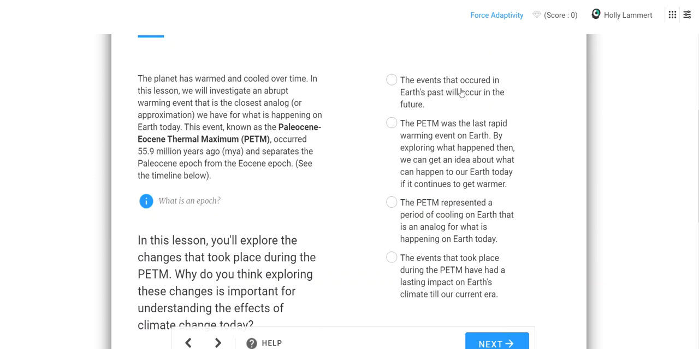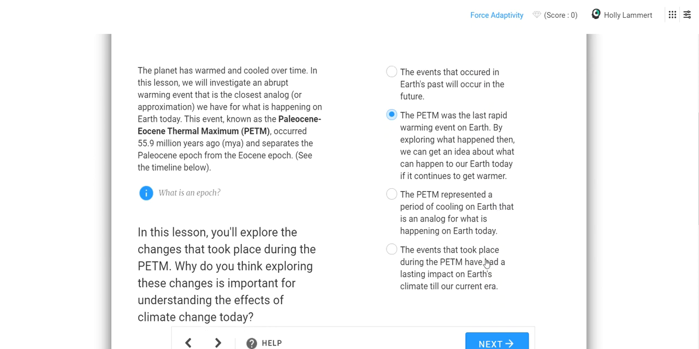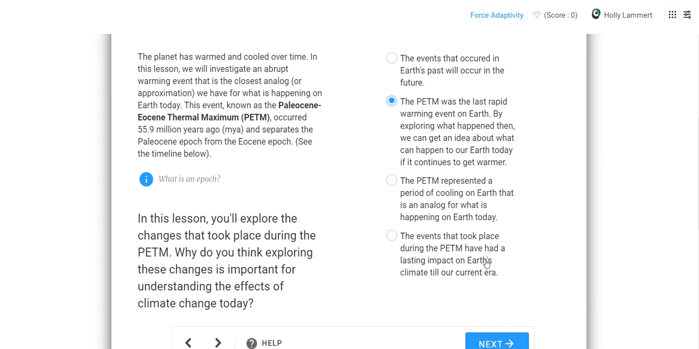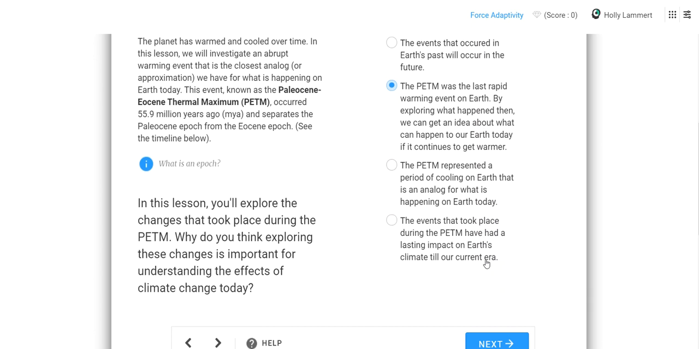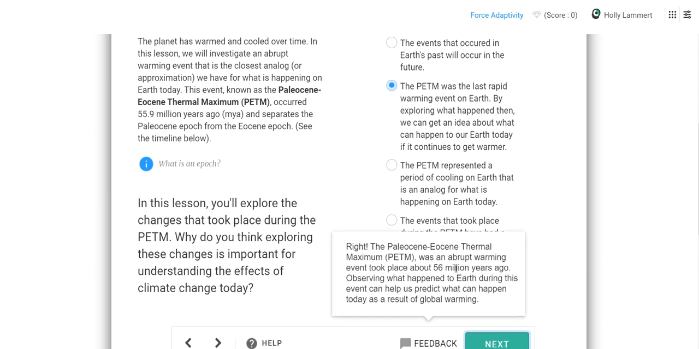Okay, so will the events that occurred in the Earth's past occur in the future? Not necessarily. The PETM was the last rapid warming event on Earth. By exploring what happened then, we can get an idea about what could happen to our Earth today if it continues to get warmer. Seems about accurate. The PETM represents a period of cooling. That's not true. The events that took place during the PETM have a lasting impact. Potentially, but I think that's the best answer here. Cool. So 56 million years ago. I'm going to go ahead and mark that on my notes.